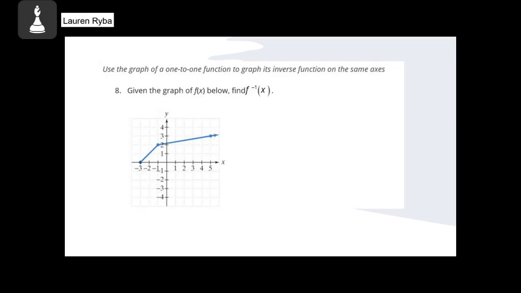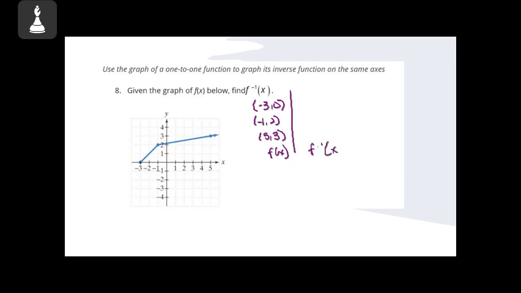What if they give us a graph? Well, we know that our points are just going to be flip-flopped. So there's 3 points graphed on this graph. They are -3, 0, -1, 2, and 5, 3. That's in the original function. So if we want the inverse function, we're just going to flip-flop these. So 0, -3, 2, -1, and 3, 5. And then you're just going to connect them. And there you have your inverse graph.